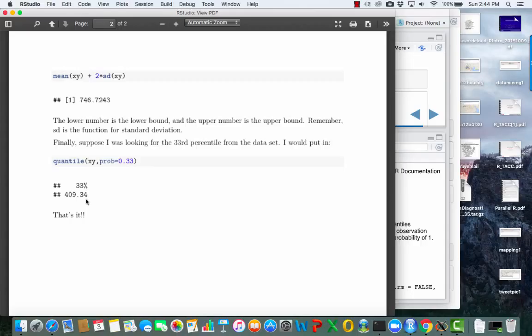It may or may not be in the actual data set, but it tells you where to look. In this case, 409.34. And that's all there is to it.